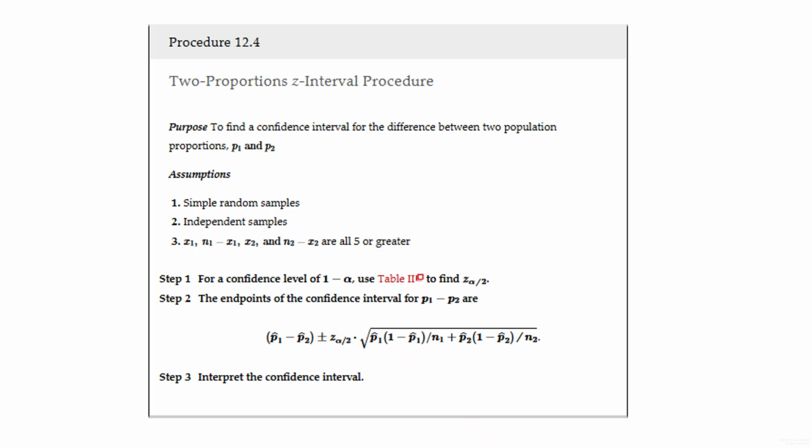And we're going to use our Z table, or table 2, for our confidence level of 1 minus alpha to find our Z alpha divided by 2. And the endpoints of the confidence interval are going to be equal to p hat 1 minus p hat 2 plus or minus. So you'll do this twice, once subtracting, once adding. Z alpha divided by 2 times the square root of p hat 1 q hat 1 divided by n1, plus p hat 2 times q hat 2 divided by n2.